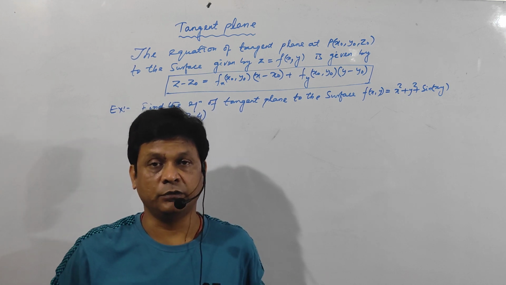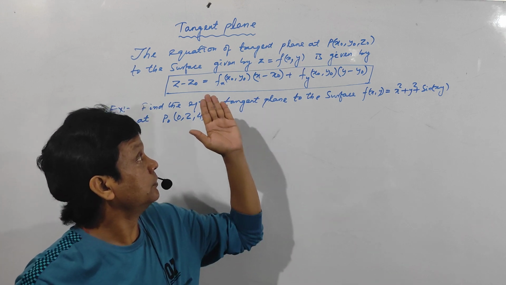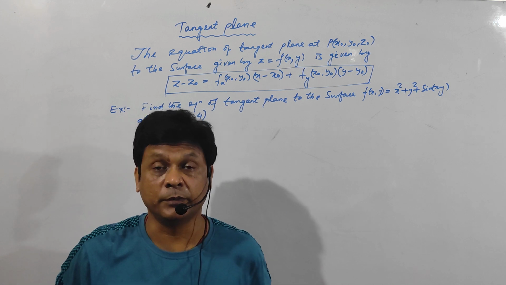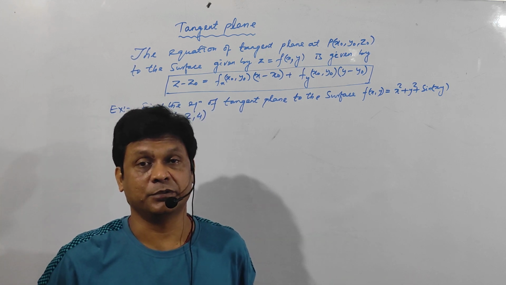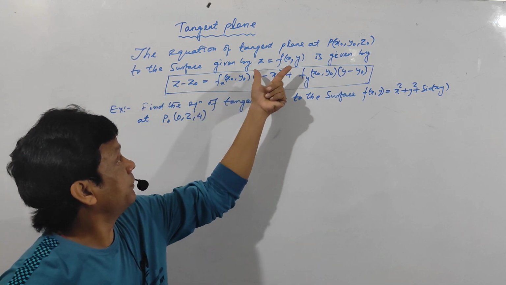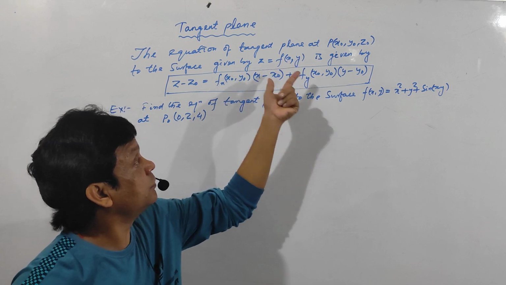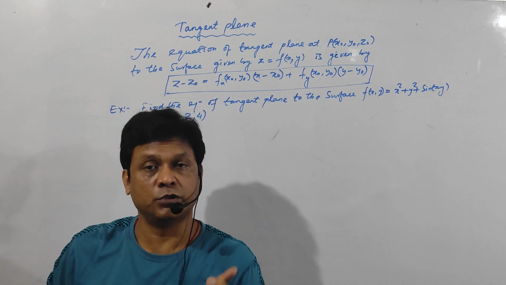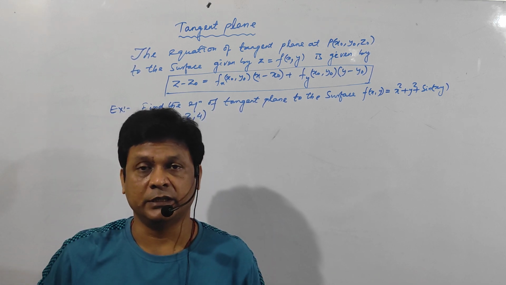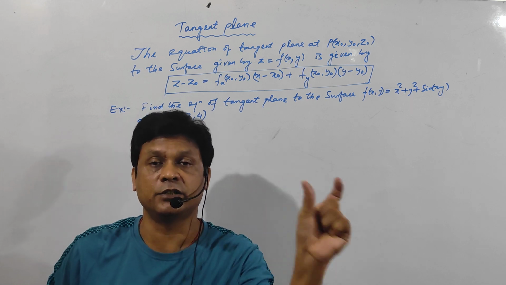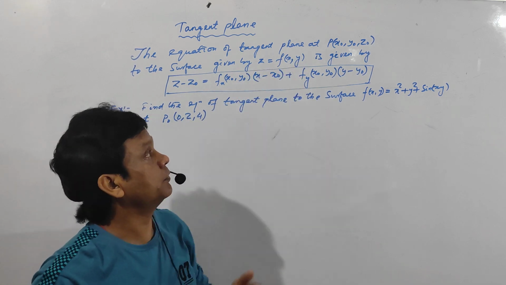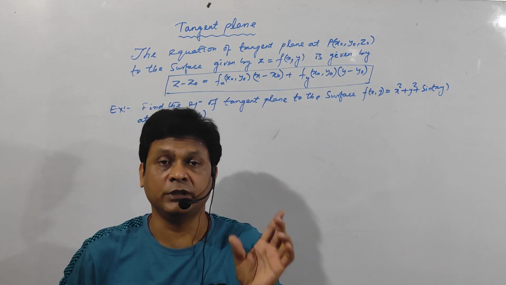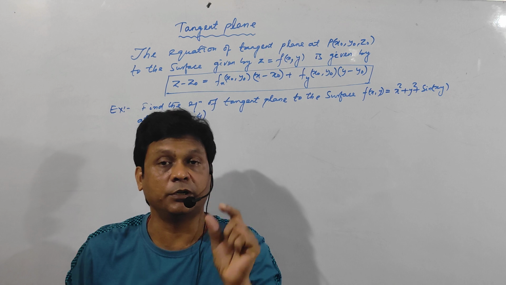But now I am going to tell you how to find the equation of the tangent plane and normal line with the help of partial derivatives. Okay, see here. If the surface is given in the form z equals f of x, y, simply, if the function is f of x, y, z equals 0, then find the value of z. That means you first express z in terms of x and y. You have to find the equation of the normal line or tangent plane at a particular point.